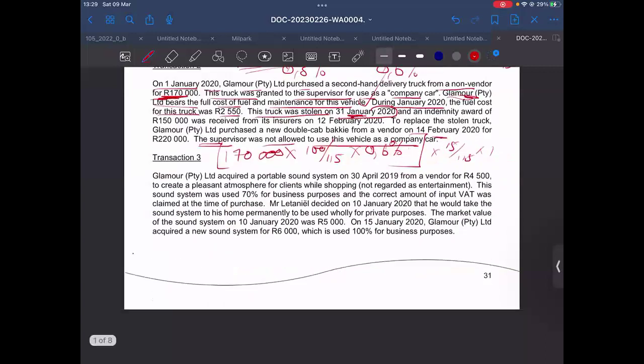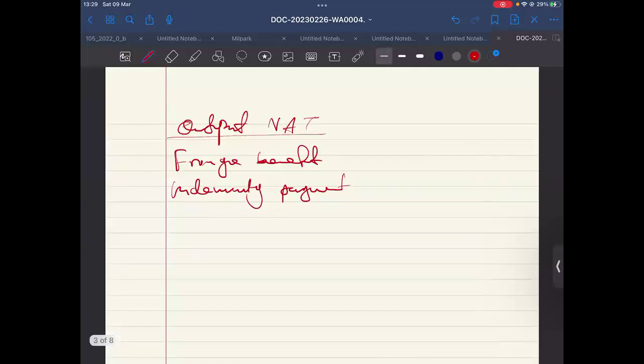So therefore, the value of our fringe benefit or the VAT on our fringe benefit is going to be 170,000 times 100 over 115. This first part, we are calculating the determined value. Then after that, you say times, check whether it's a motor car as defined or not a motor car. In our case, it's not a motor car. So we multiply it by 0.6%.